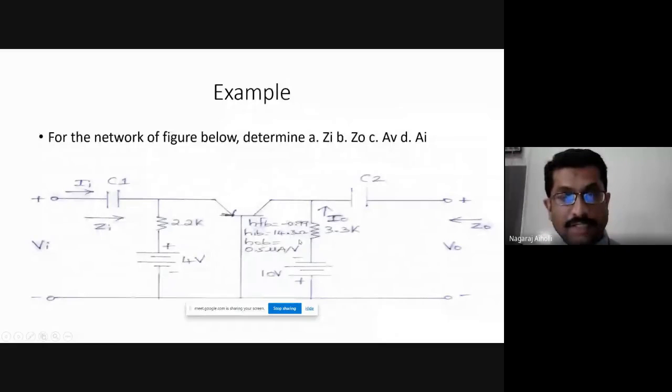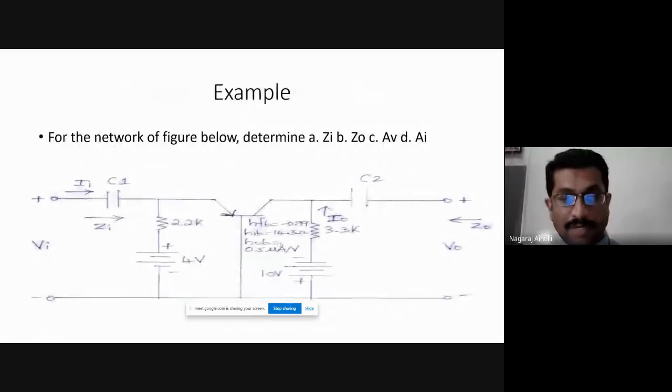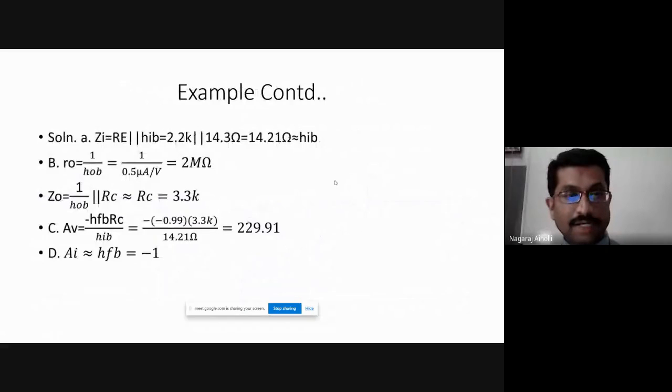I just explained that in the last class. These values HFB, HIB, HOB are given by the manufacturer. But according to our design, we are getting the value of HIB as 14.21 ohms. So accordingly, we have to find the value of gain. HIB is this value according to our designed value, 14.21 ohms. How much is the value of the voltage gain AV?